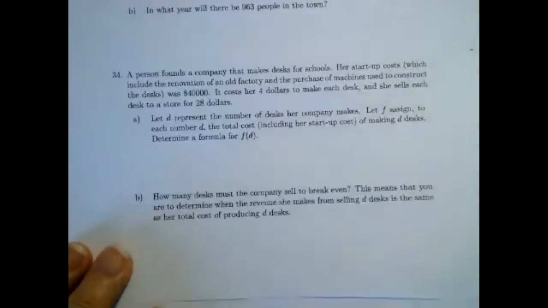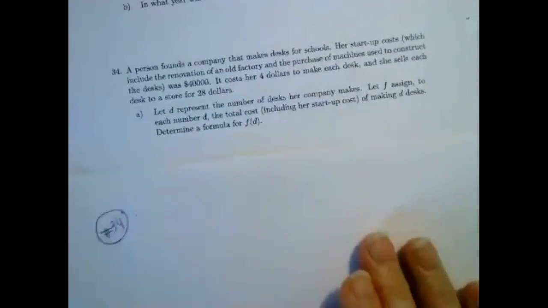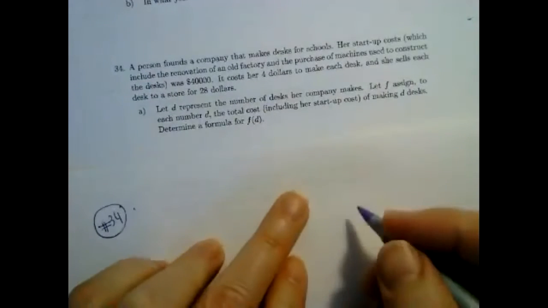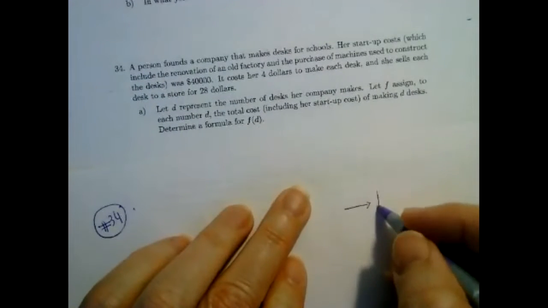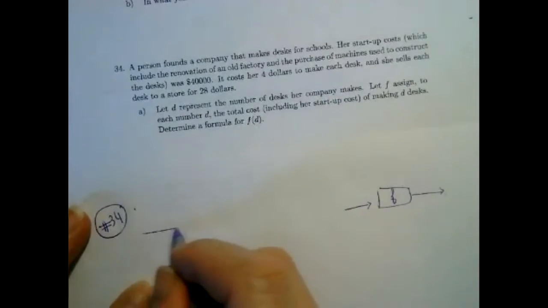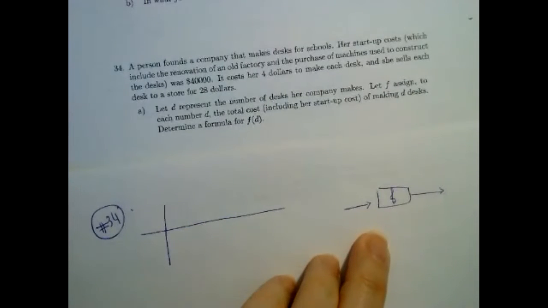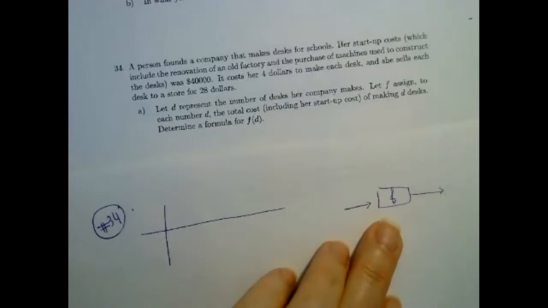Okay, let us make sense of this problem. What is the situation? What is f doing? What is f taking for input? What is it giving us for output? What does f do? Read it. What's the input here? Please put your camera on, it helps me a lot. It assigns the total cost, including the startup fees.